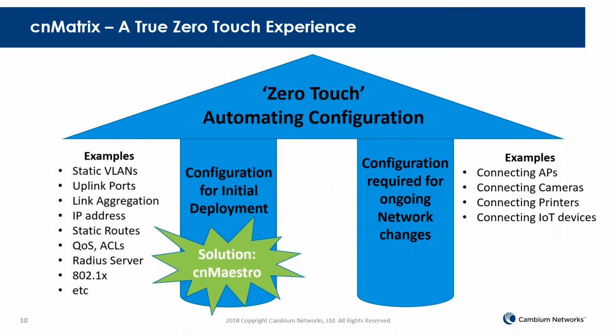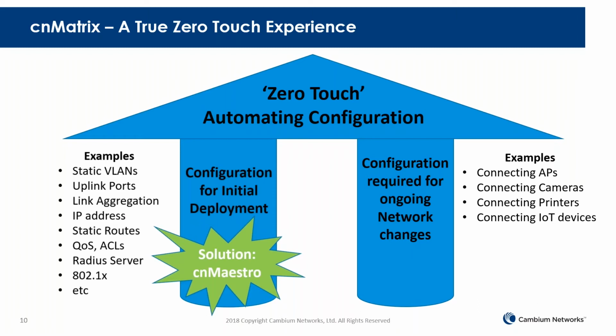For example, day-to-day, you're going to be connecting new devices to your switch. I've listed a few examples: access points, cameras, printers, IoT devices, right? So now you're talking about thousands of different types of devices. So when you connect a device into your switch, very rarely you won't need to configure anything on your switch. Normally you will need to configure something on your switch.